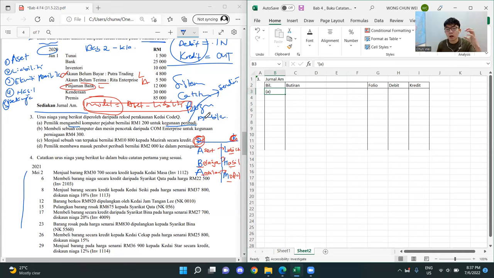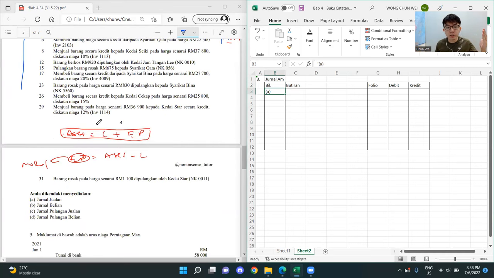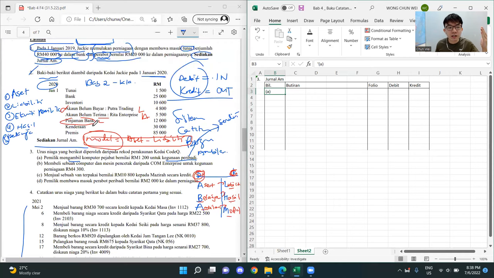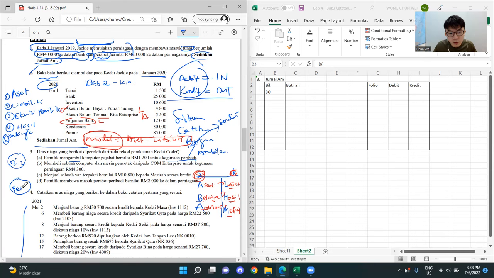So when you have an ambilan, you ambil apa? As a pemilik, as an owner, you ambil komputer pejabat. And I tell you, what concept is this? This is the concept entiti berasingan. So I told you, business ialah satu entiti, pemilik ialah satu entiti. This is the pemilik, the owner. So when the pemilik ambil barang daripada the business, so this is the alatan pejabat.